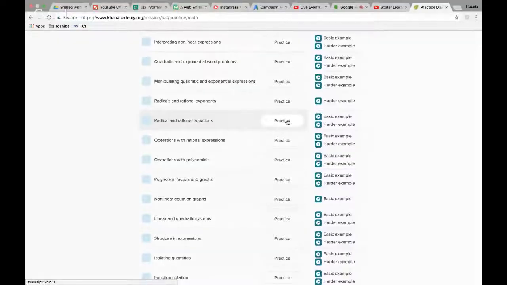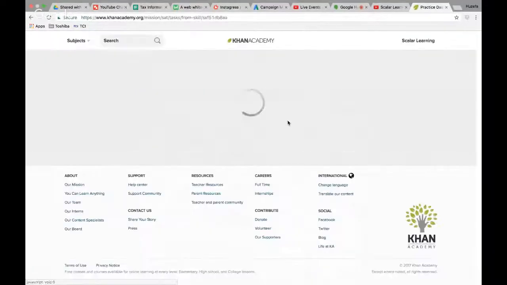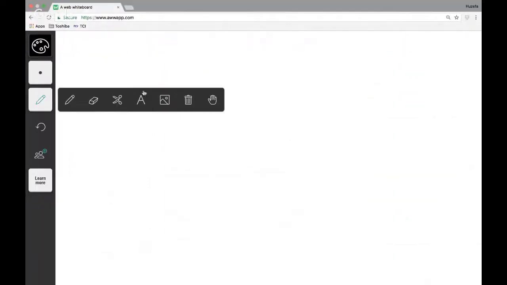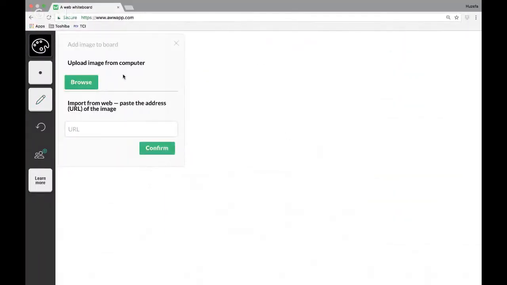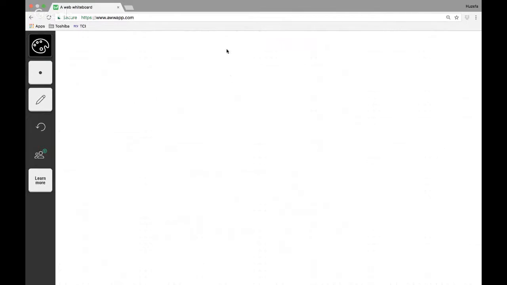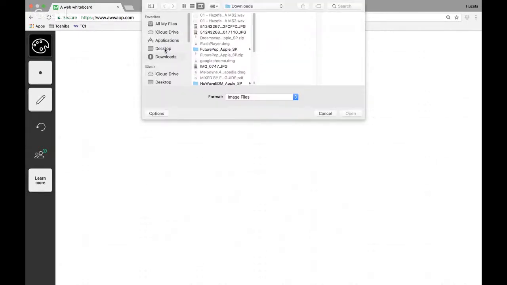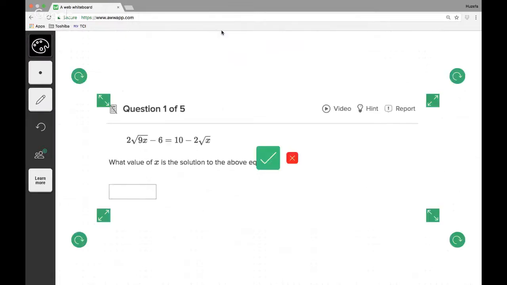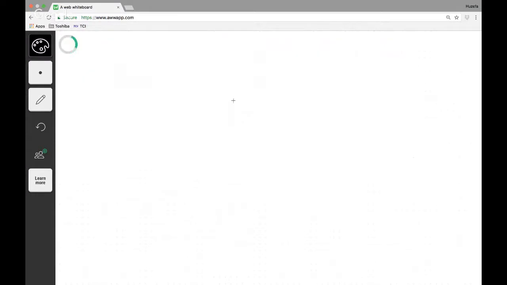All right, so now let's go ahead. And again, I haven't seen these problems yet, so this will be the first time. Radical and rational equations. We're going to take a screenshot of this, and we will be doing everything on the Wacom, using the Wacom tablet on a web whiteboard. Boom, here is question number 1.